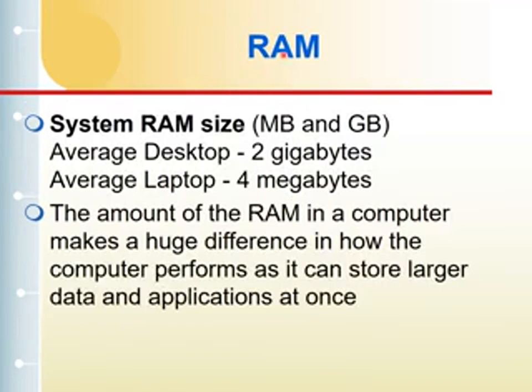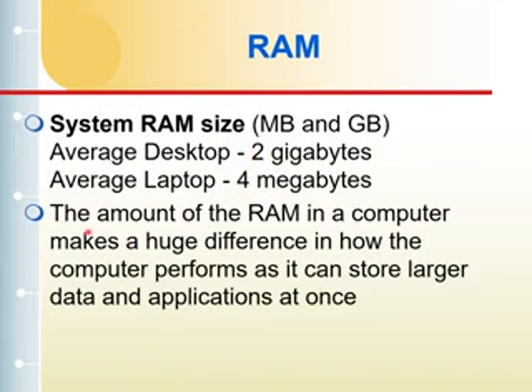The next thing is the RAM. The system RAM is measured in megabytes and gigabytes. Older computers were installed with megabytes, newer computers gigabytes. So an average desktop may have 2 gigabytes of RAM. An average laptop may have 4 gigabytes of RAM, but they can go up to 8 gigabytes depending on the user.